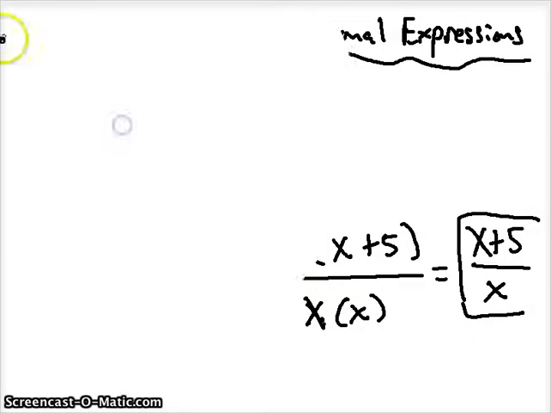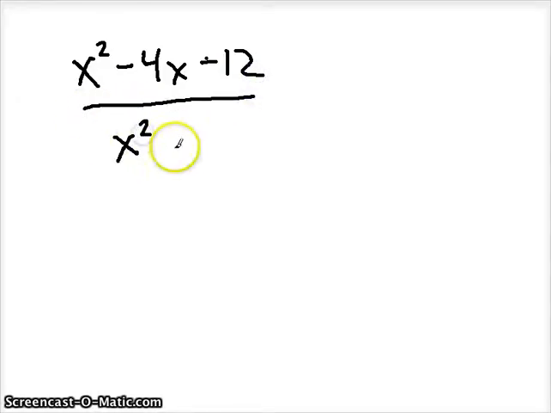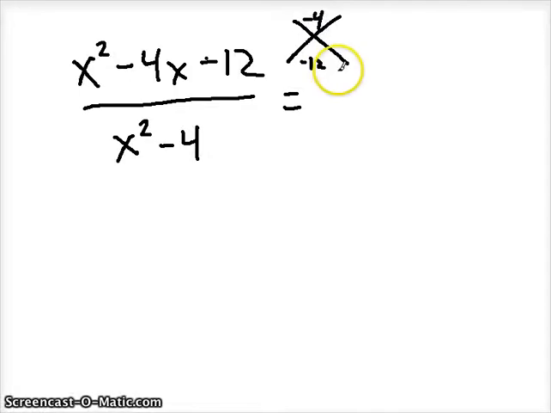Let's do another one. In this example, we see a couple more different factoring patterns or methods. Up top, we could use what I like to call an x factor. If we think about factors of our last term that add up to the middle term, then we can factor that polynomial. So factors of negative 12 that add up to negative 4.